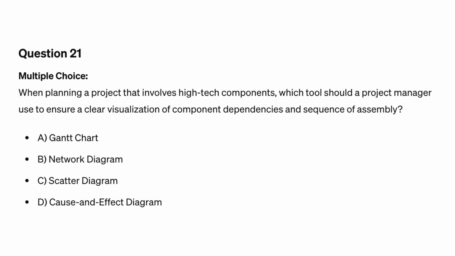Question 21. When planning a project that involves high-tech components, which tool should a project manager use to ensure a clear visualization of component dependencies and sequence of assembly? A. Gantt chart. B. Network diagram. C. Scatter diagram. D. Cause and effect diagram.